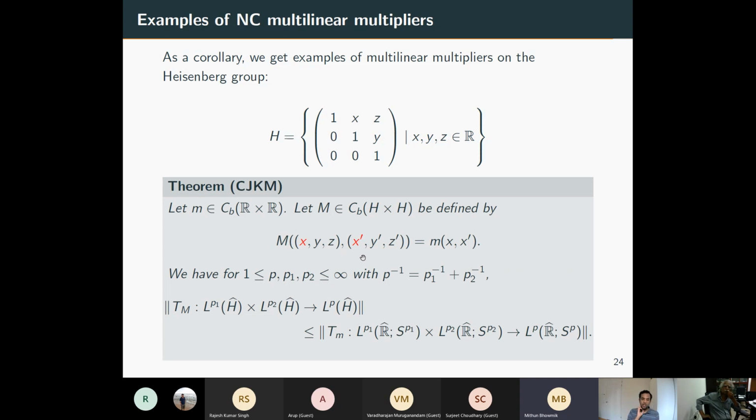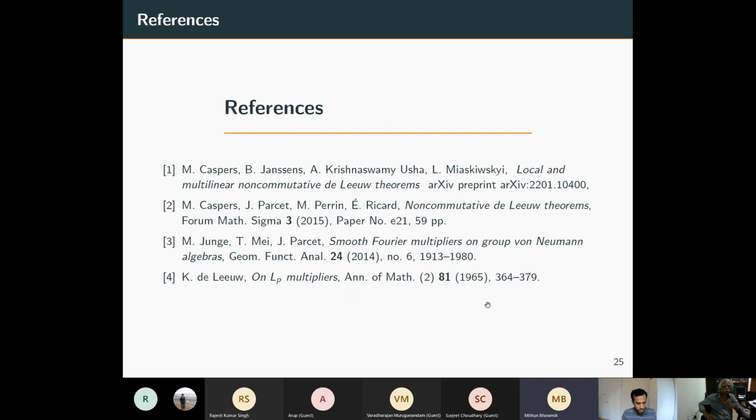these define bounded bilinear Fourier multipliers on the Heisenberg group, provided these M to begin with are bounded vector valued Fourier multipliers. And there are, again, some Hörmander-Mikhlin type theorems which guarantee that as a vector valued Fourier multiplier, this is in fact bounded. I think I will stop here.